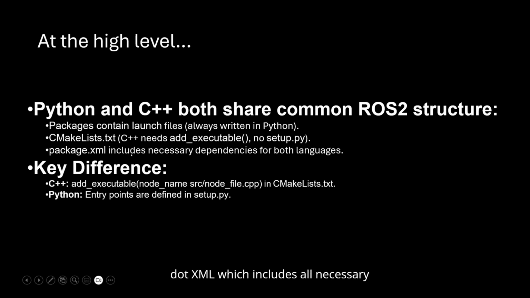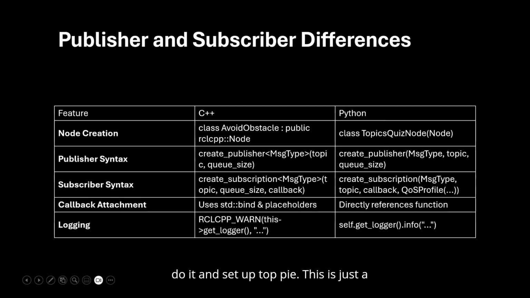And then you have package.xml, which includes all necessary dependencies. Same thing, Python and C++ both have that. The differences, like I said: you add the executables in CMakeLists for C++, and in setup.py for Python. This is just a little table that goes over some really important details.